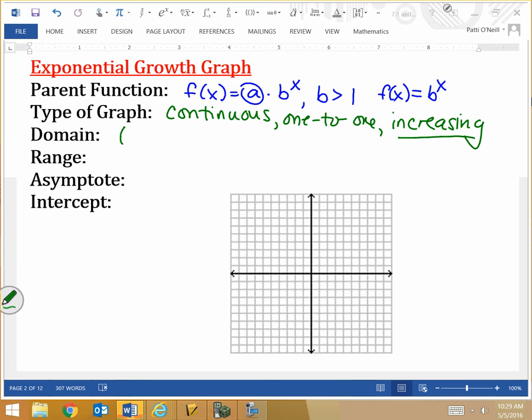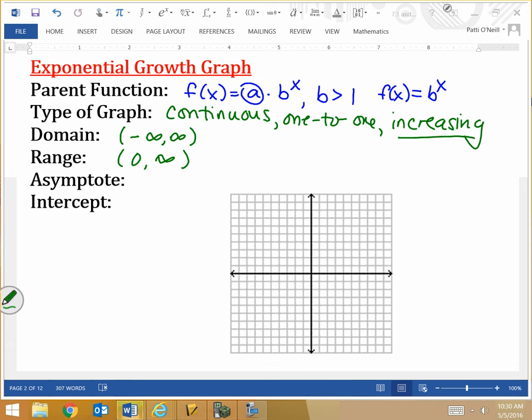The domain for these exponential growth functions is always negative infinity to positive infinity. And the range will always be from 0 up to positive infinity, exclusive of 0. We'll never actually reach a y value of 0. So it's going to kind of carry along the x-axis.